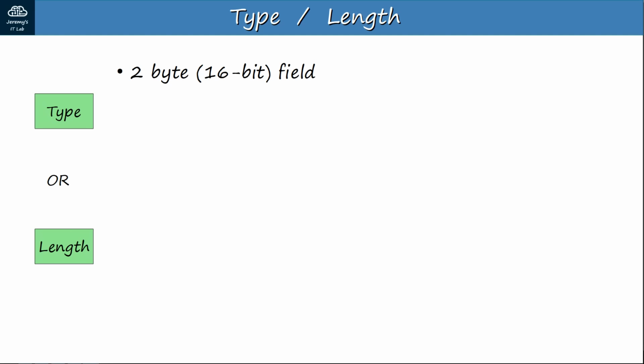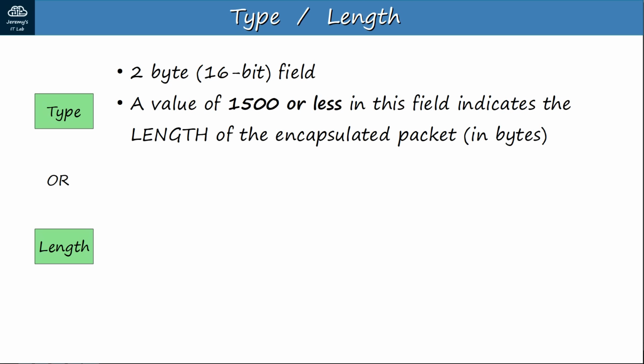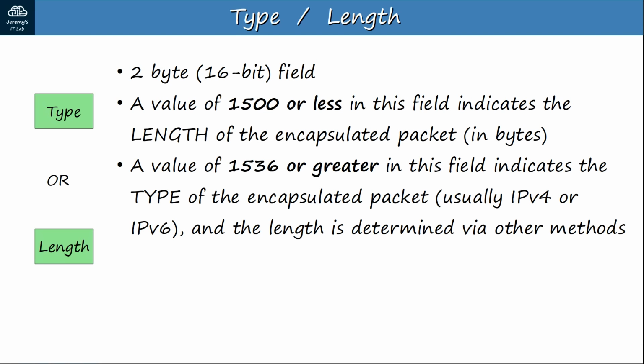It can be used to represent either the type of the encapsulated packet or the length of the encapsulated packet. What do I mean by that? Well, if the value in this field is 1,500 or less, that means it is indicating the length of the encapsulated packet in bytes. For example, if the value in this field is 1,400, it means that the encapsulated packet is 1,400 bytes in length. However, a value of 1,536 or greater in this field indicates the type of the encapsulated packet, which is usually Internet Protocol version 4 or version 6, and then the length is determined via other methods.